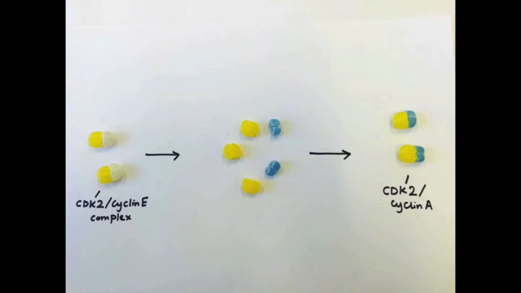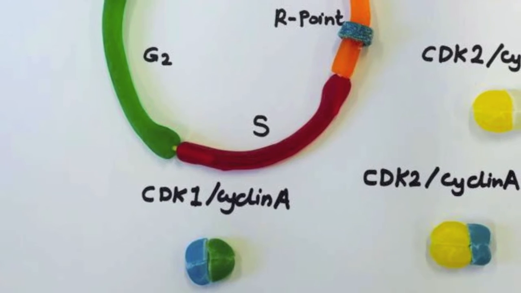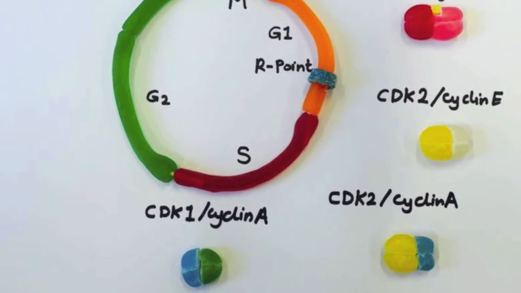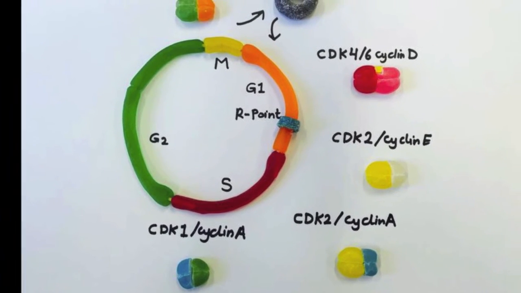At the onset of S phase, cyclin E levels decline, and CDK2 binds to cyclin A. From here, the cell enters G2 and then M phase, completing the full cell cycle. Hopefully now you can appreciate how complex the regulation of the cell cycle is.